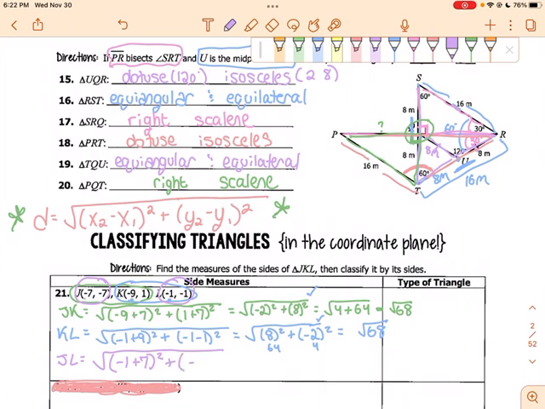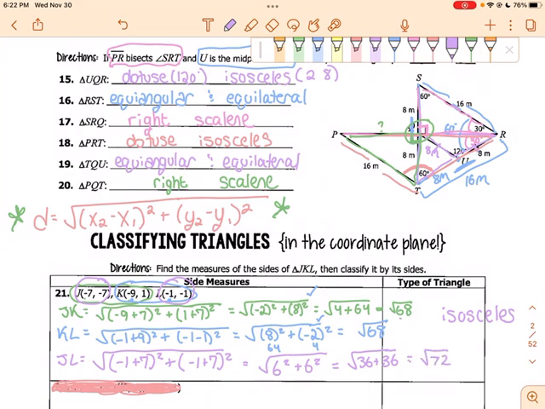And again, we're subtracting the x's first. So it's negative 1 minus negative 7. These actually both work out to be the same thing. So they're both going to be the square root of 6 squared plus 6 squared. We get 36 and 36. Hopefully you know that's not 68.